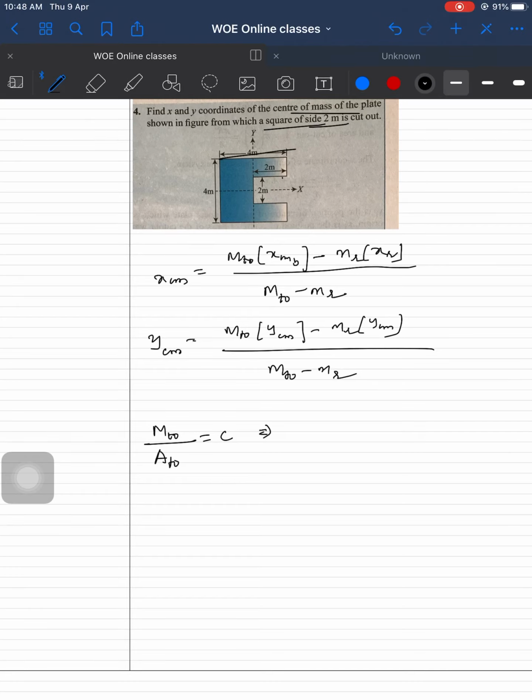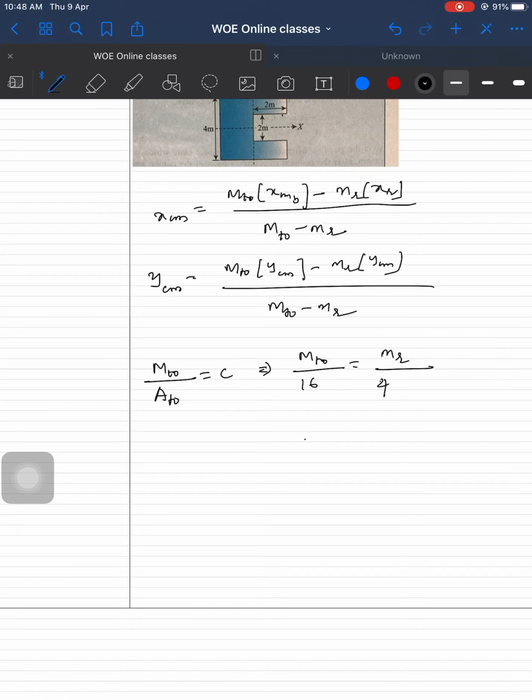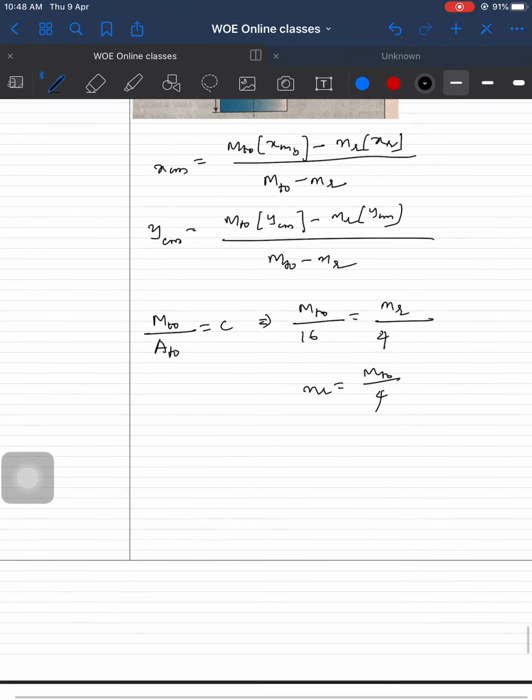What is the total area? Total mass I am assuming is m total. Area is equal to 4 by 4, 16, and the mass removed, how much mass? Area of the mass removed is 2 by 2. Why am I calculating this? We need the relation between mass removed and total mass. So 2 by 2 is 4, and this mass removed is equal to total mass by 4.